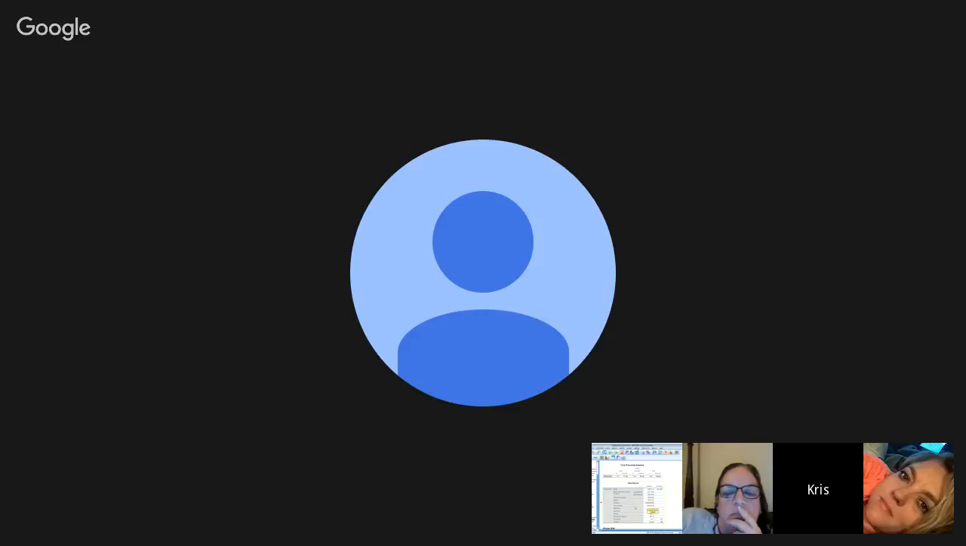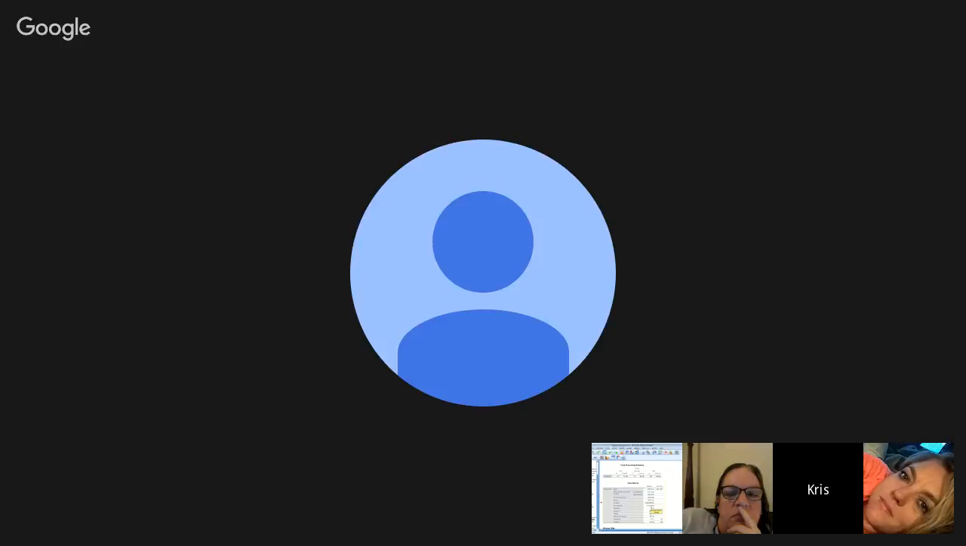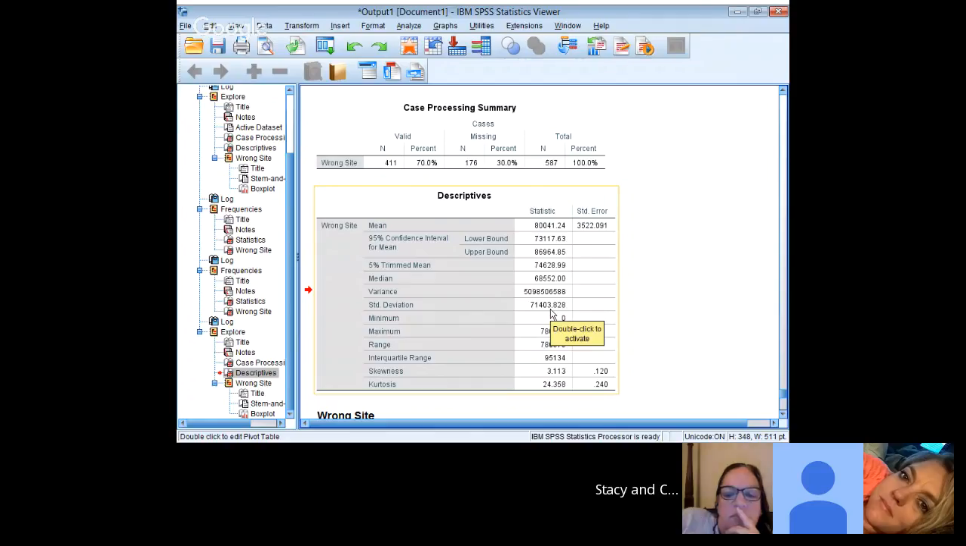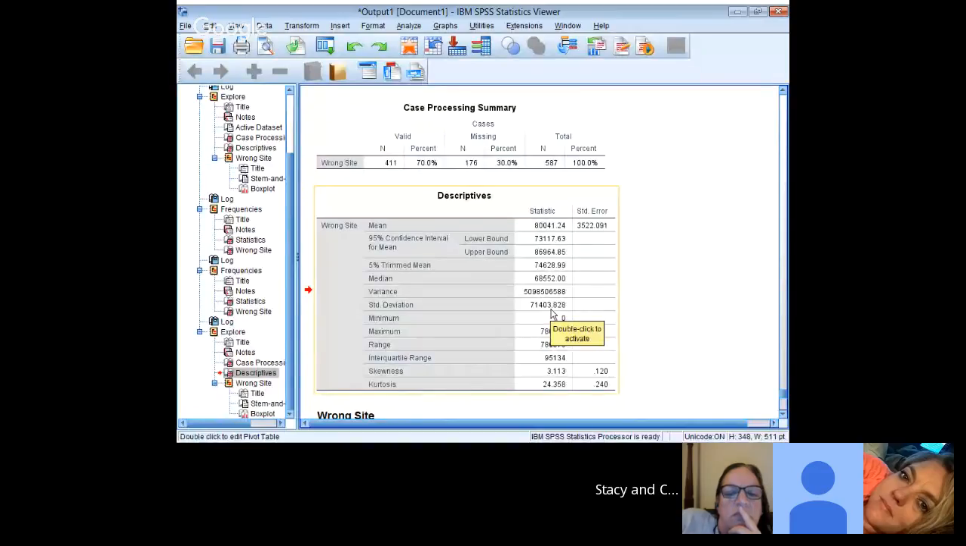Maybe am I in the right place? Am I looking at the wrong one? I have it as 71403, the standard deviation. I see 71403.8, and if we're supposed to do a whole number, we'd round that 3 up to a 4, right? Yeah, that's what I see as well. Does everybody see the same thing?